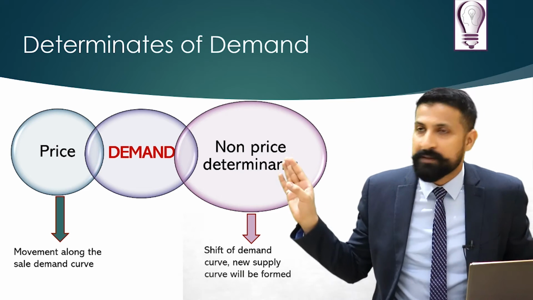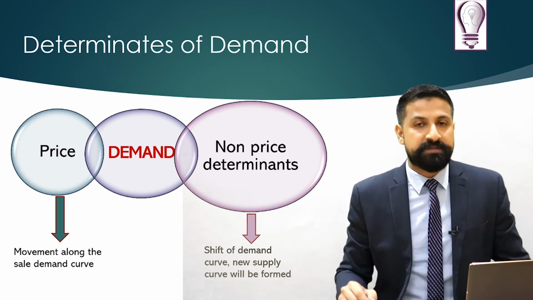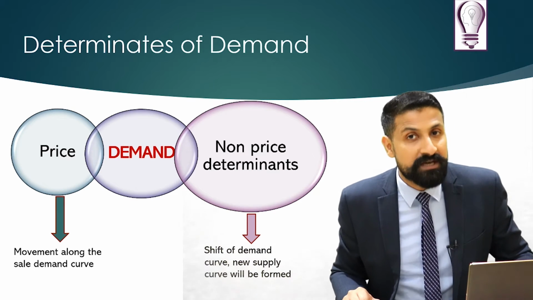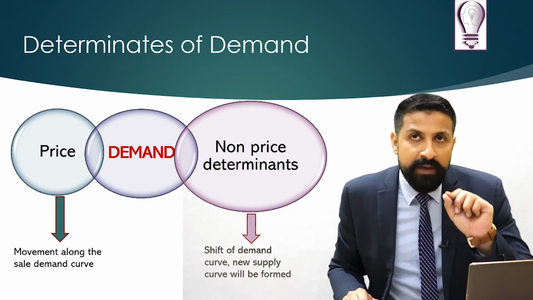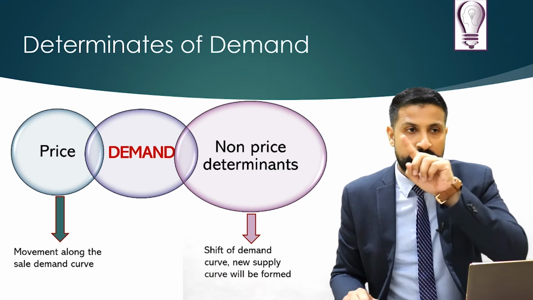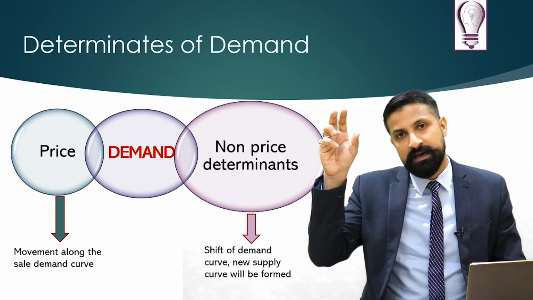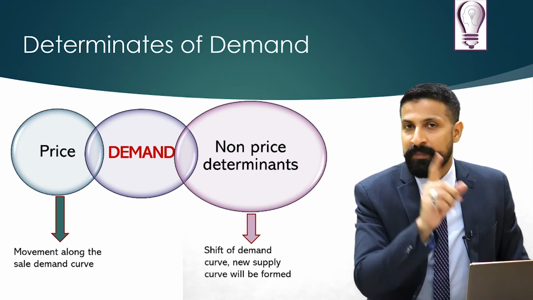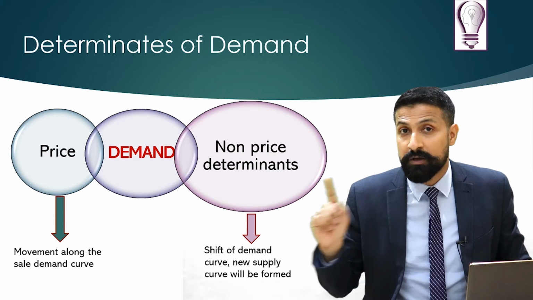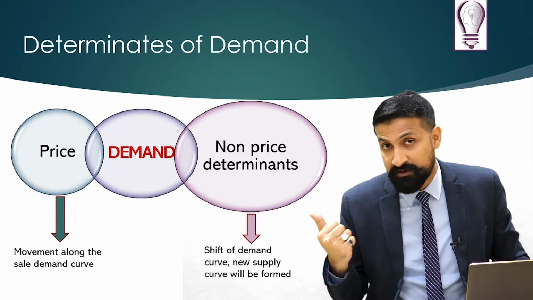Determinants of demand. This is very important. There are two types of determinants. Number one, price is itself a determinant of demand. And second, non-price determinants. Demand law only discusses two things: price, and how fluctuation of price impacts quantity demanded. We take price on the y-axis and quantity demanded on the x-axis, but we consider that all other non-price determinants will remain fixed.